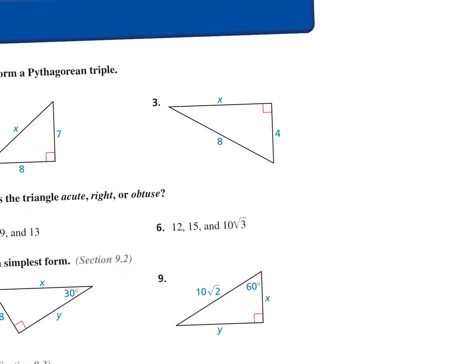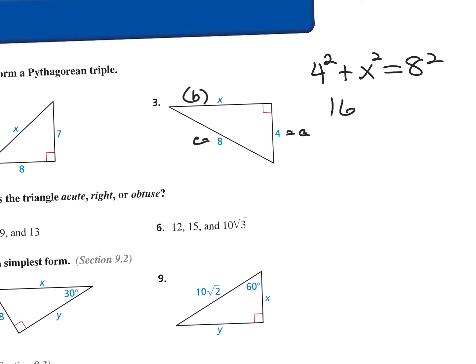So I'm still going to go ahead and plug it into a squared plus b squared equals c squared. For my formula, I'm going to say the 4 is the a. The 8, you always have to label the hypotenuse as the c. So the 8 would be my c. And then in the formula, the x is supposed to be the b. So I'm going to do 4 squared plus x squared equals 8 squared.